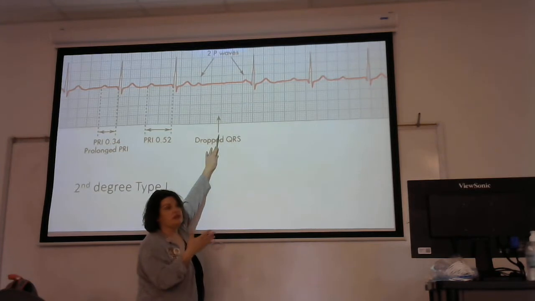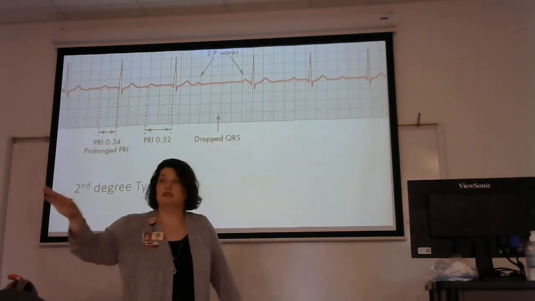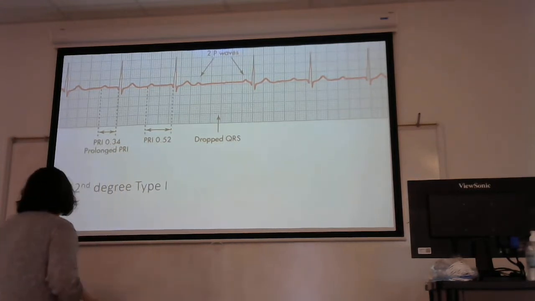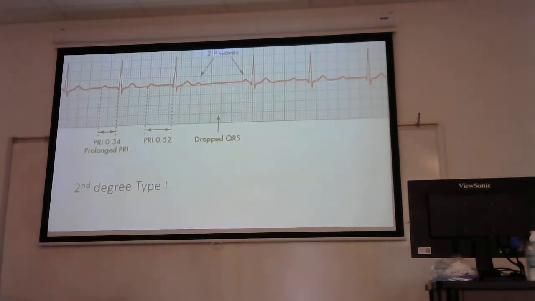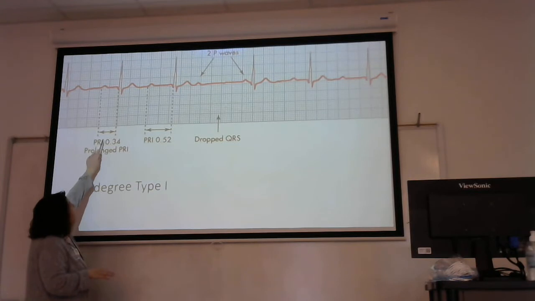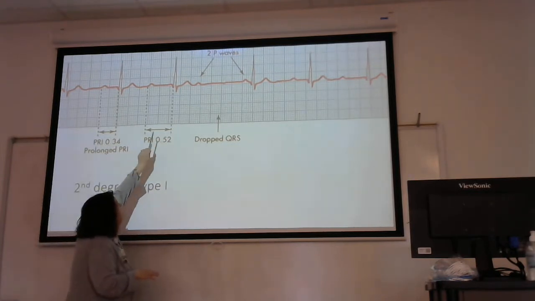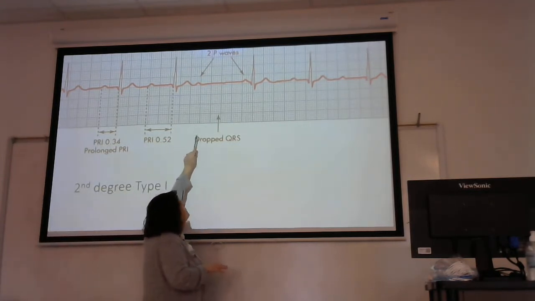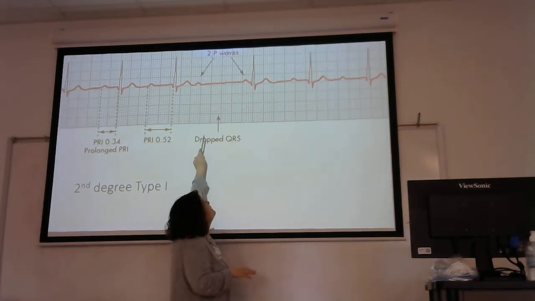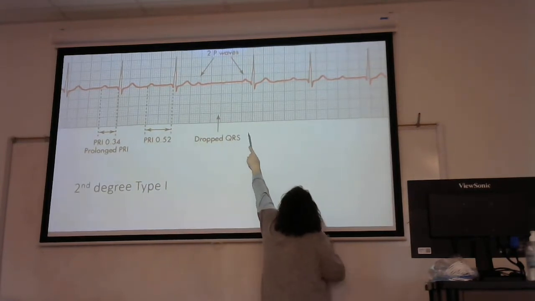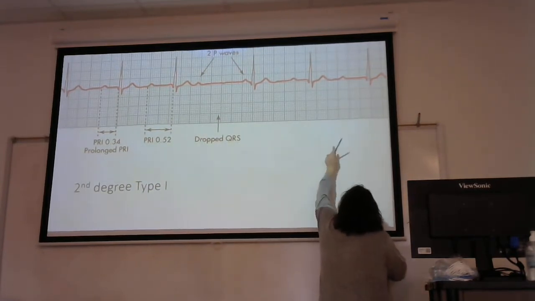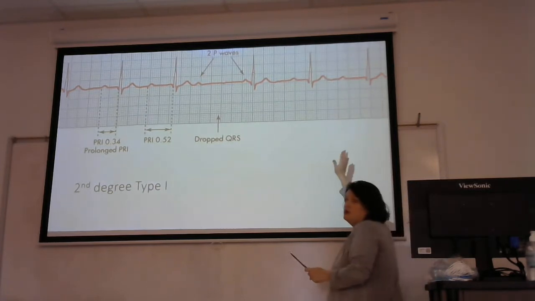So that's your first indicator that this is a second degree type 1. The other thing you look at is let's look at our PRs, okay? When you look at your PR intervals right here, what you notice is that your PR intervals get progressively longer until you drop a beat. And then look at the pattern, guys. It's all about patterns. Look at your PR interval. You see how it gets longer, longer?